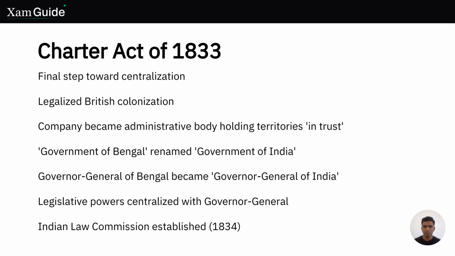There was a proposal for open competition for civil service selection, but this was opposed by the Court of Directors. They weren't really keen on Indians entering the civil service, right? They established the Indian Law Commission in 1834, chaired by Lord Macaulay, for legal codification. Macaulay, I must say, had very little respect for Indian traditions and knowledge systems.